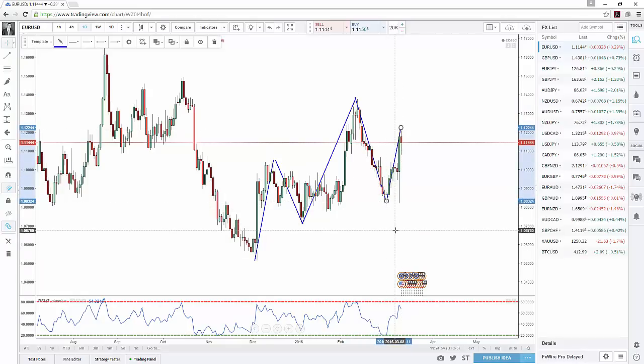Now, one of the common questions that we get, when you start talking about drawing Fibonacci levels, is how do I draw them? What are the levels that I'm supposed to use? Do I use this swing high to this swing high, or this swing high to this swing high, or this swing high to this swing high? And in truth, yes.